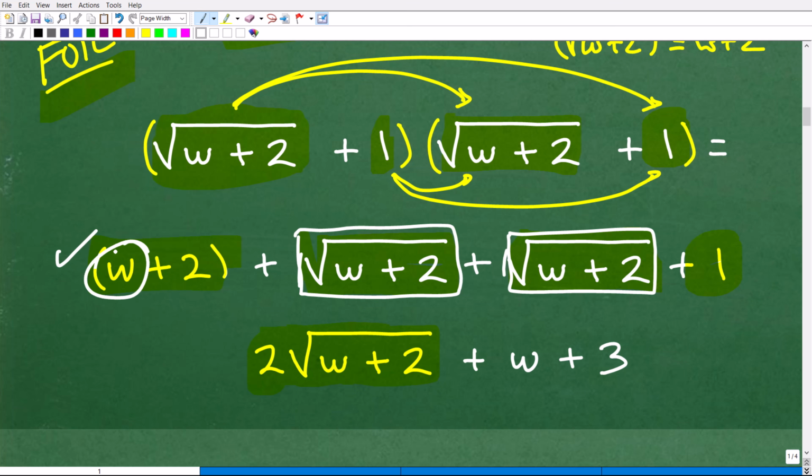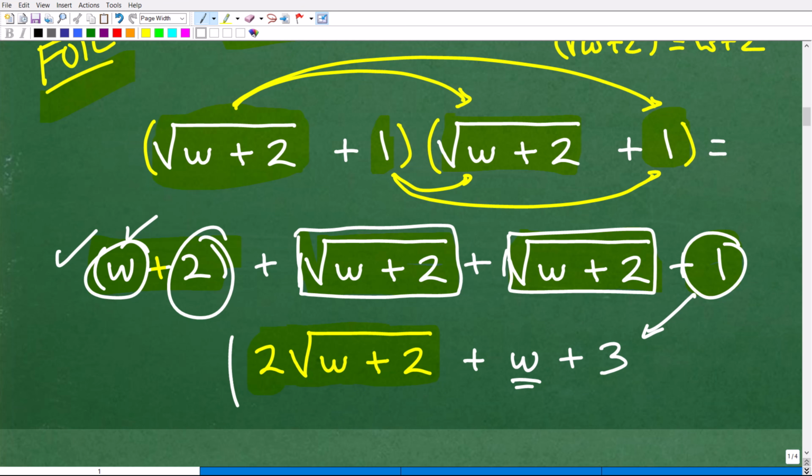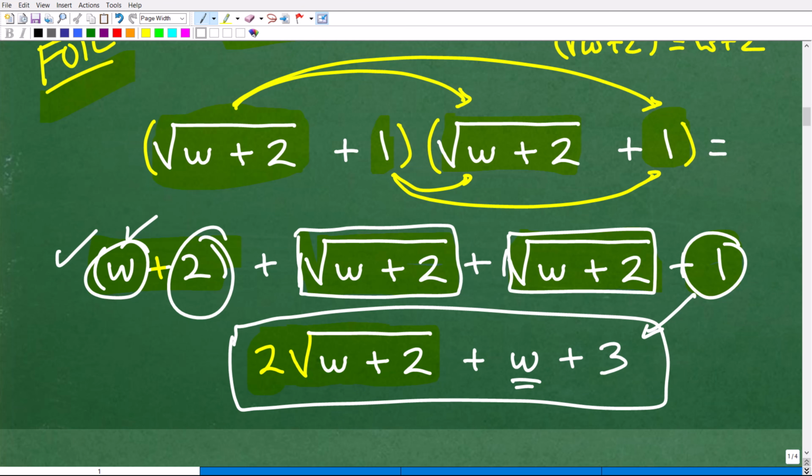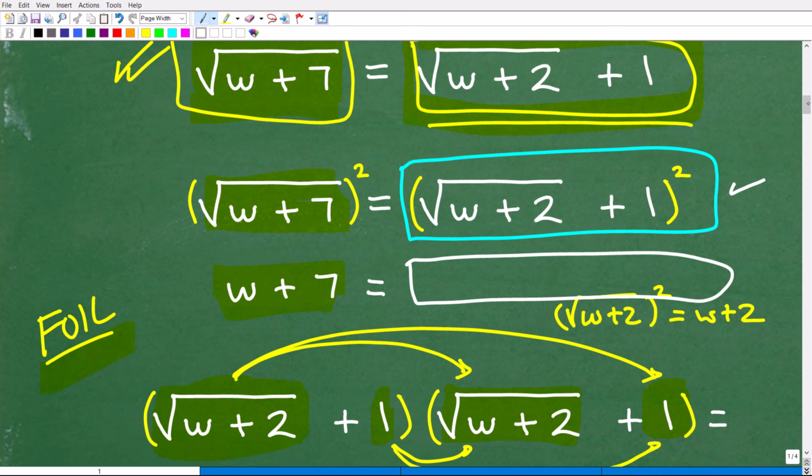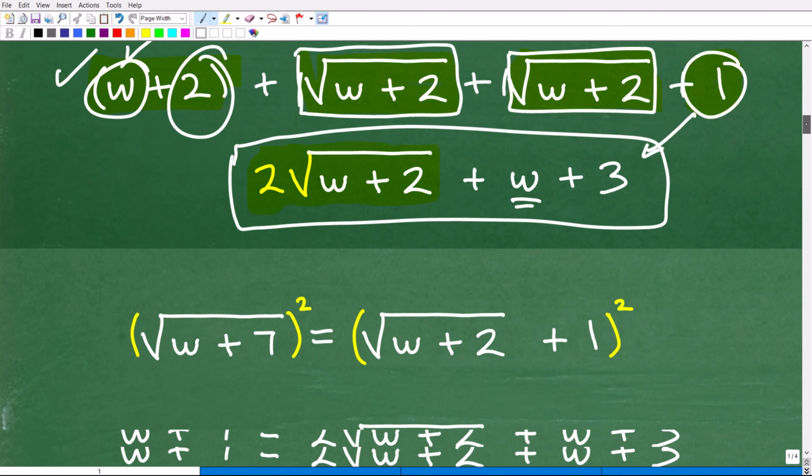And then look, I have a w here, and I'm just kind of combining like terms. So I'm going to put that there. And then I have a 2 and I have a 1. So that would be 3. All right, so this whole thing is equal to this expression here. And this is what we have for this part of the problem. Okay. All right, let's go ahead and write that in now.